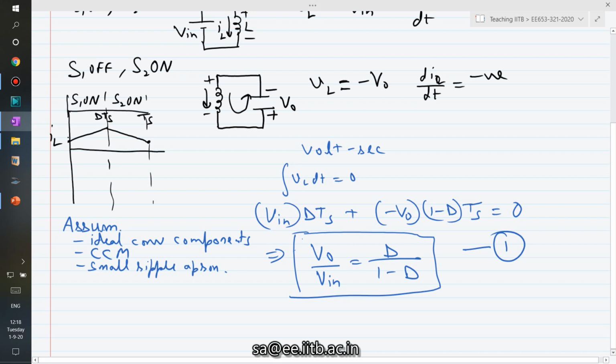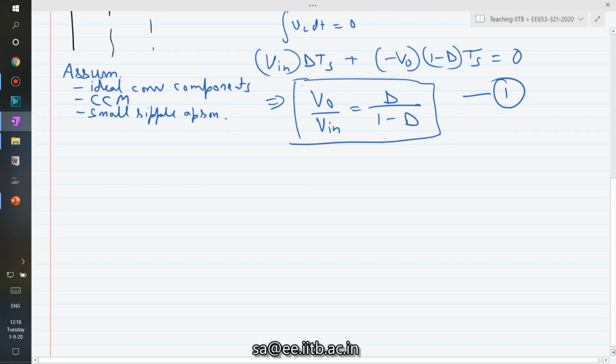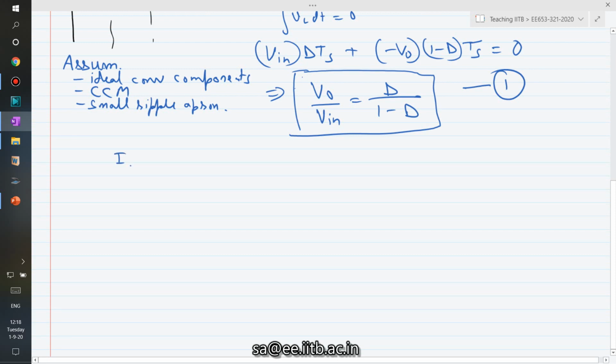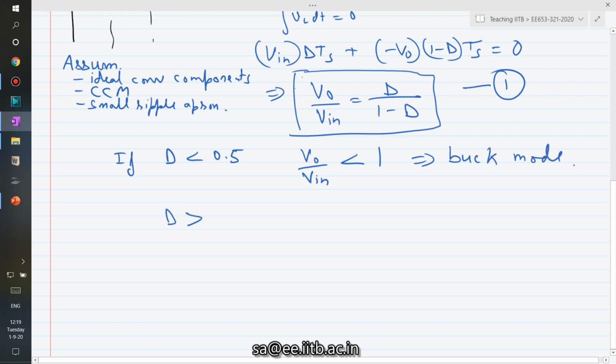So with this, we have found the average relationship. You can see that if the duty cycle is less than 0.5, then VO by Vin is going to be less than 1, and therefore this would operate as a buck mode. And if duty cycle is greater than 0.5, VO by Vin is greater than 1, and this would operate in boost mode.